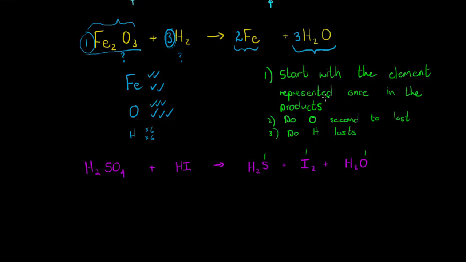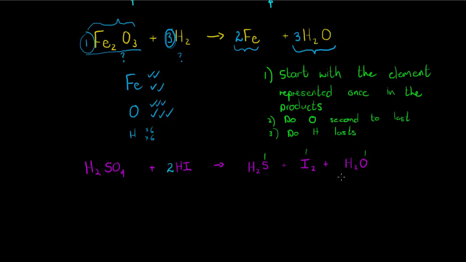So let me illustrate it. Start with the element represented once in the product. Okay, so I'm going to start with S. On the left hand side and on the right hand side, I've got the same number. I've got one S on the left, one S on the right. I'm happy. So I'll move on to the next element represented only once, iodine. Okay, iodine is twice represented in the products and only once in the reactants. So I'm going to need to add 2 more of them in the reactants.